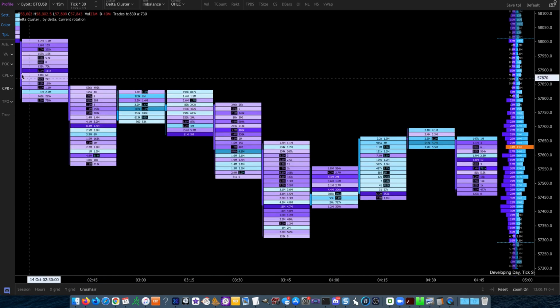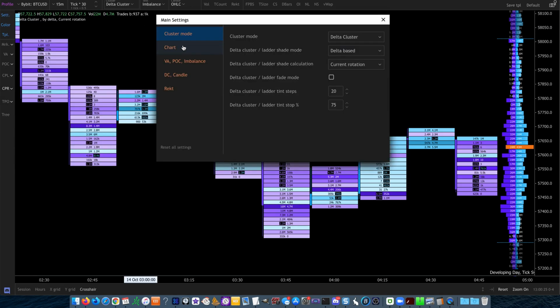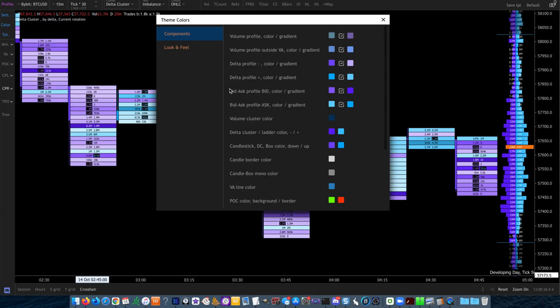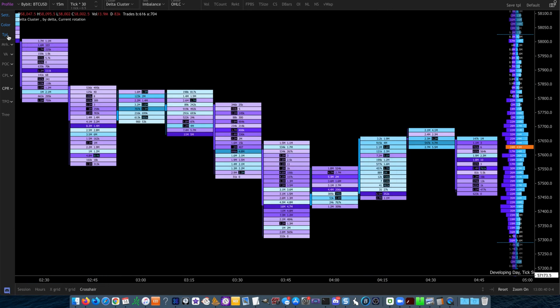Let's talk about these things over here on the left-hand side. First of all, we do have the settings here where you can just set up your chart, change the colors of things by clicking on color. This is how you can get beautiful blue and purple stuff like I have. We have a template right here where you can save your template or load a new template.